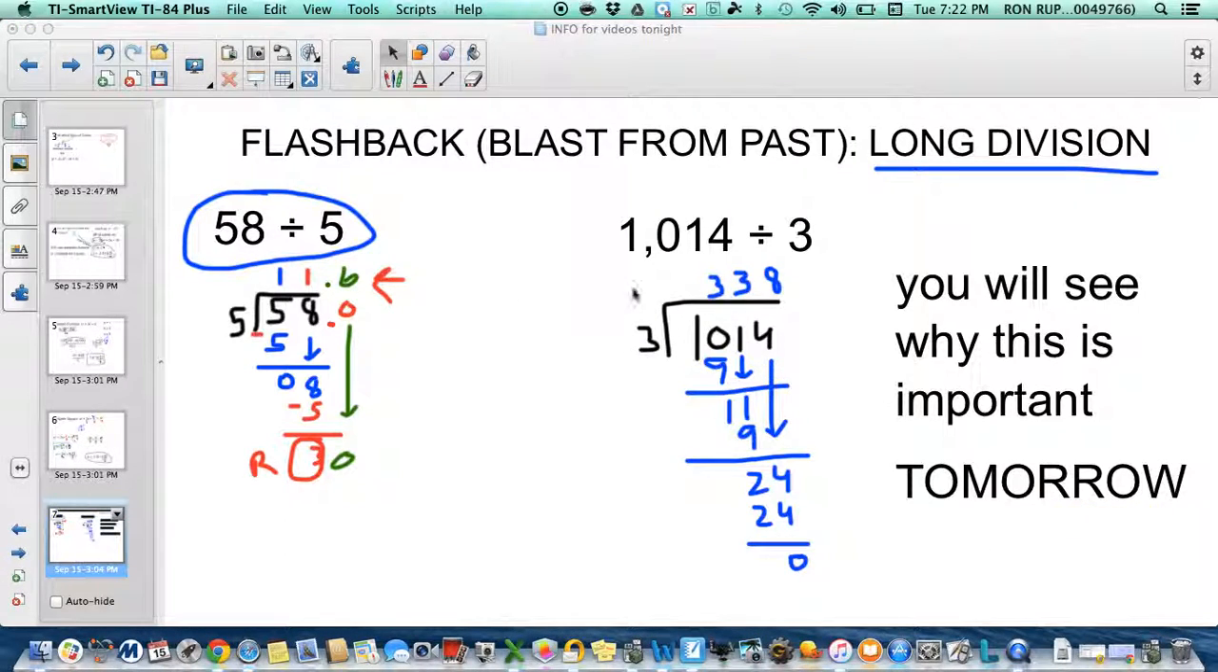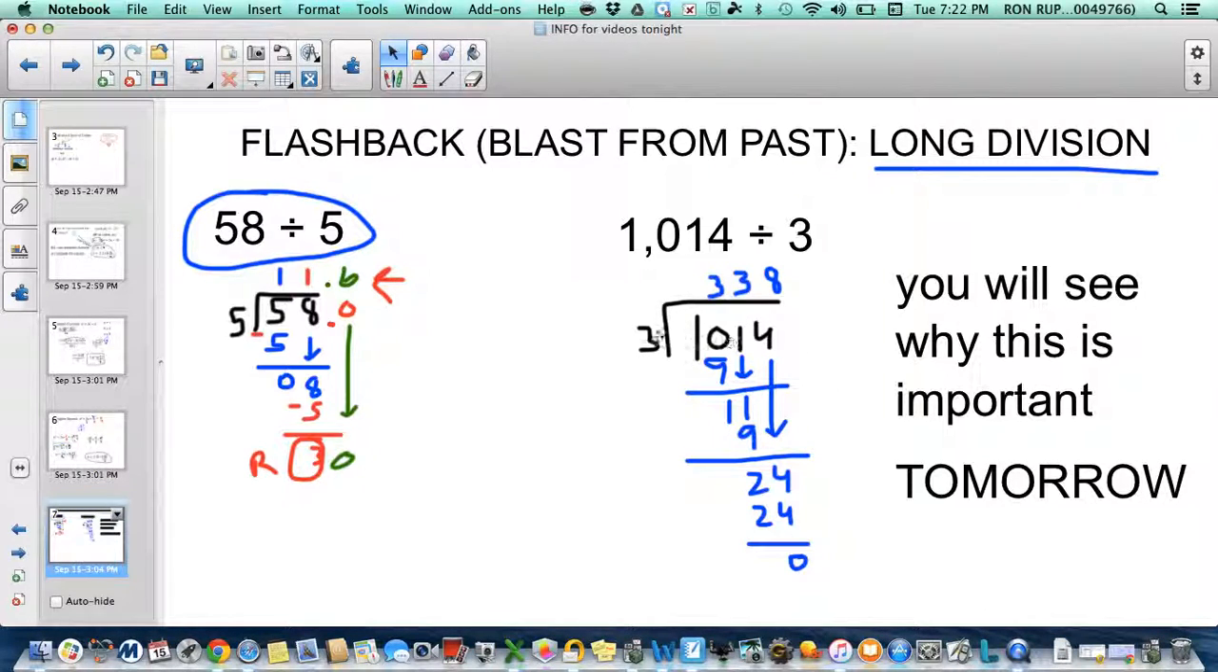Sweet. So now we come over here to 1014 divided by 3. So we put 1014, and then we put this bracket around it, and 3. So how many times does 3 go into 1? 0. So let's look at the next number. How many times does 3 go into 10? 3 times. 3 times 3 is 9. 10 minus 9 is 1. And we're going to bring down this 1.